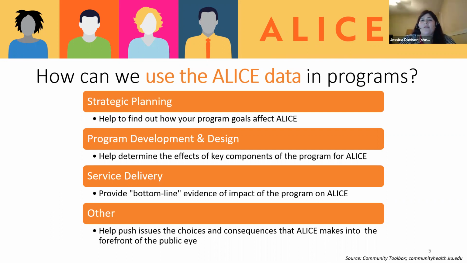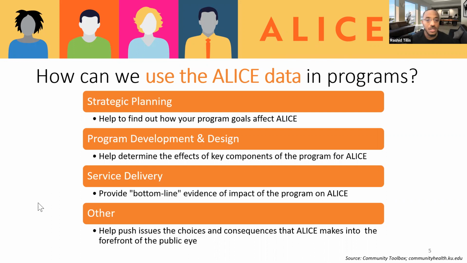And as you can see, we have some examples underneath each area of how that might look. So strategic planning, really seeing how the ALICE data fits within the agency goals and objectives. Or program development and design, how are we using the ALICE data and what's its effect on the key components of the program? How is service delivery? What's the impact look like for ALICE when we look at our services? And then how do we push this information out to the larger community, to the public eye, through the other area? So really giving that as a catch-all. But I'm going to hand it off to Rashid to help cover and step us into strategic planning.